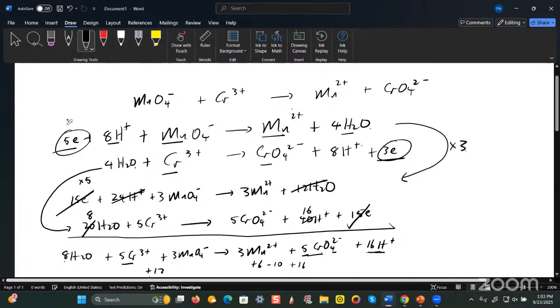So what does that give you? Minus 10 plus 6 gives minus 4. Minus 4 plus 16 gives you what? Plus 12. So the charges are balanced, so therefore we can be confident that this is the correct balanced equation for this reaction. All right? Any questions about this? Any questions on the Zoom?